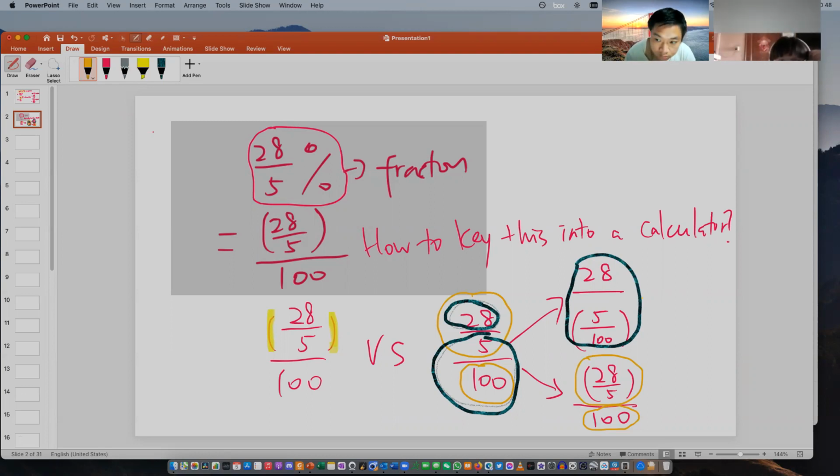Okay, so I was talking about the difference between these two. For the one on the right without the bracket, it can be case 1 here, it can be case 2 here. So your calculator doesn't know which case you are talking about. So which is the case in this question? Is it case 1 or case 2? I'm asking you, case 1 or case 2?